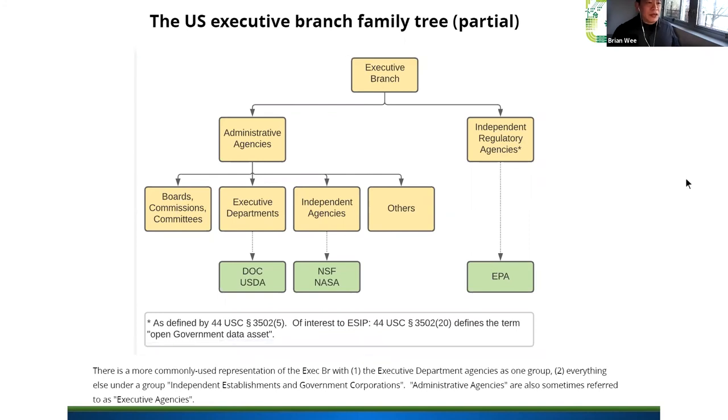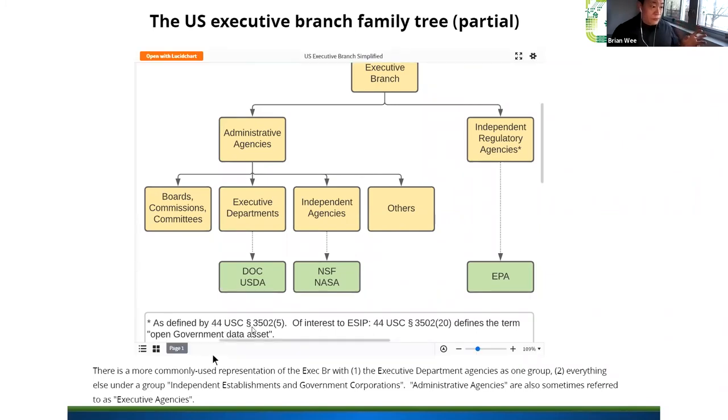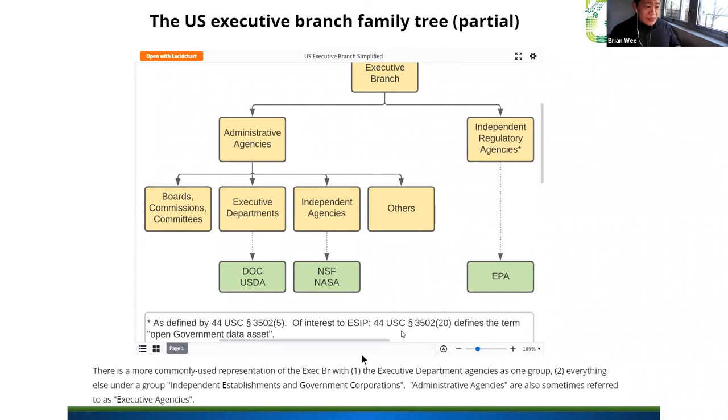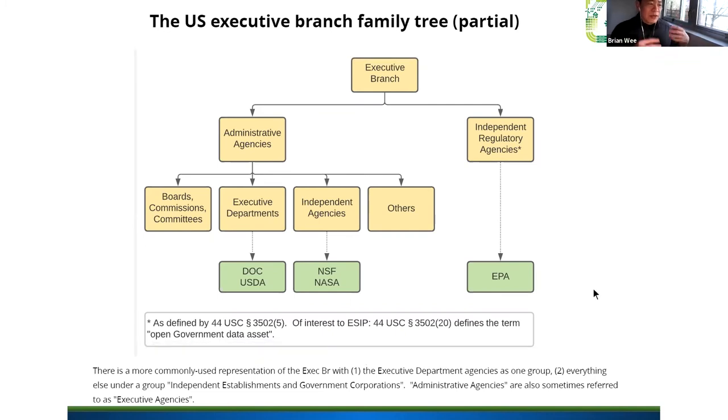Now, I need to note that this definition of what you see on the screen here is defined by 44 USC section 3502. This legal citation may not mean anything to you right now. We're going to go a little bit towards the land of the tutorial to explain what this USC is. But what you see on the screen is according to a definition that is implied by this piece of United States code. It's law, right? And of interest, a related piece of law under the same section, 3502, defines the term open government data asset. So we don't have time to actually get into an explanation of how you look up these laws and how you find all this stuff.